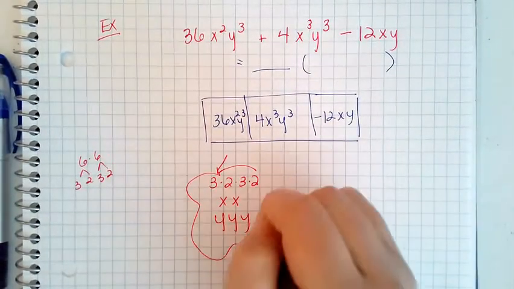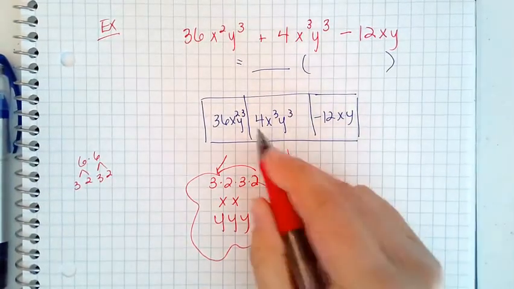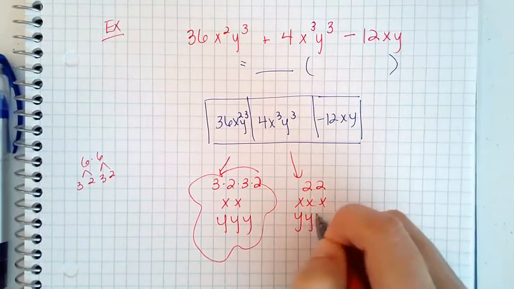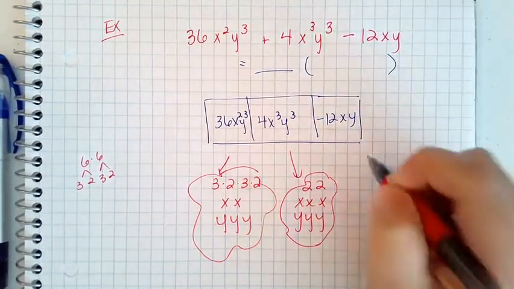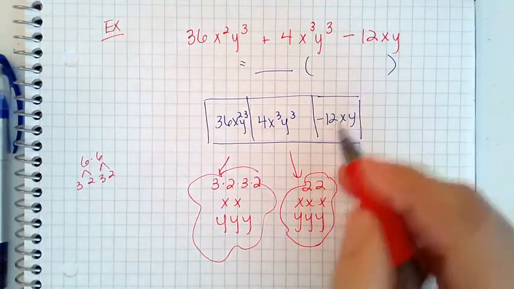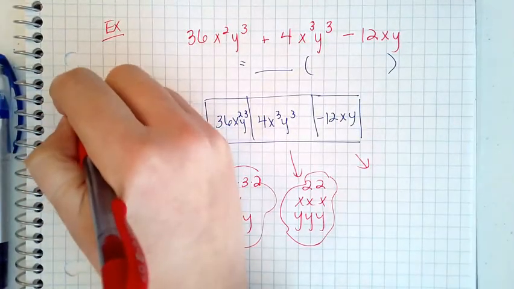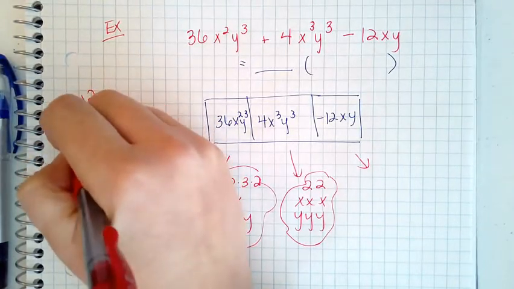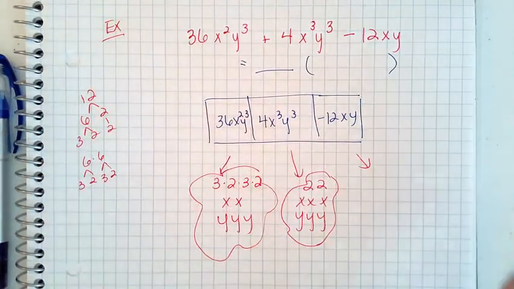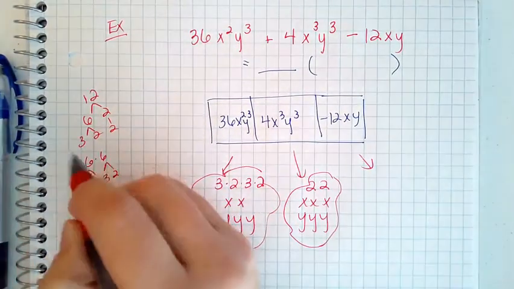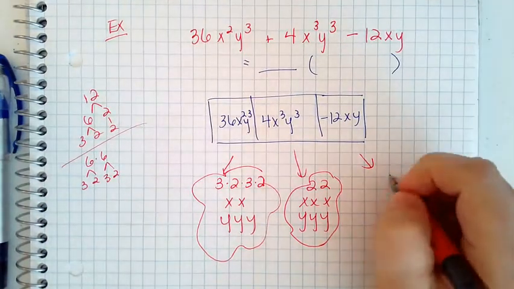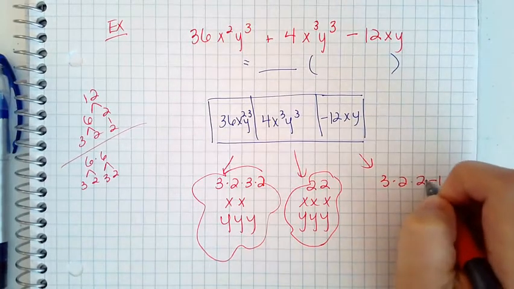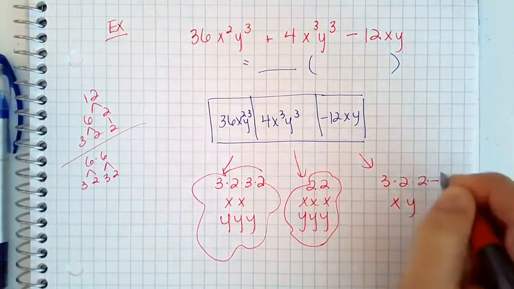Okay, there's one blob. Here's my next one. 4 breaks down into 2 and 2, 3 x's and 3 y's. And my last one is -12. Well, I kind of want to think about that. -12 breaks down, well, if we think of 12, that's 6 and 2. And so that's 3 and 2 and 2. That's actually like stuff we did with the radicals, right? So 3 times 2 times 2. And we can't forget the -1, right? And then we have an x and a y.